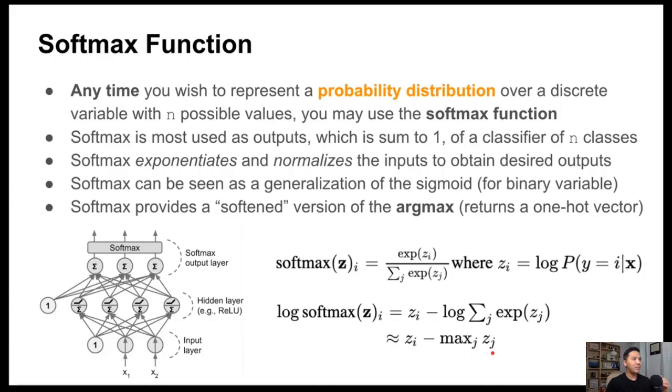And you can think of softmax as a generalization of the sigmoid function. Sigmoid is for binary variables, softmax is for more than 2 classes. And finally, you can think of softmax as a softened version of the argmax that we see all the time, right? Argmax returns one-hot vectors. Okay, so that's some quick tips on activation functions.